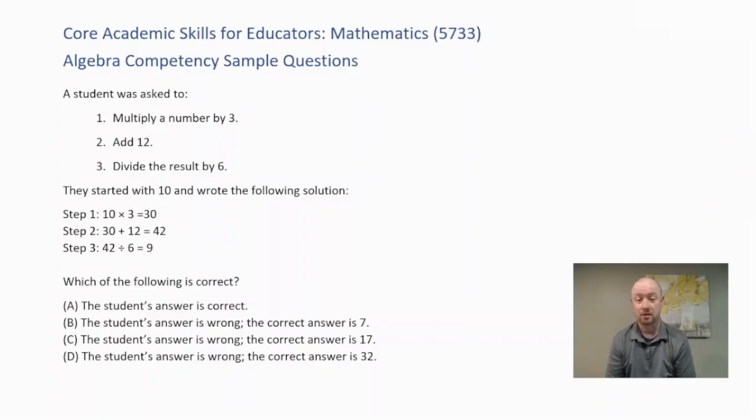A, the student's answer is correct. B, the student's answer is wrong. The correct answer is 7. C, the student's answer is wrong. The correct answer is 17. D, the student's answer is wrong. The correct answer is 32.